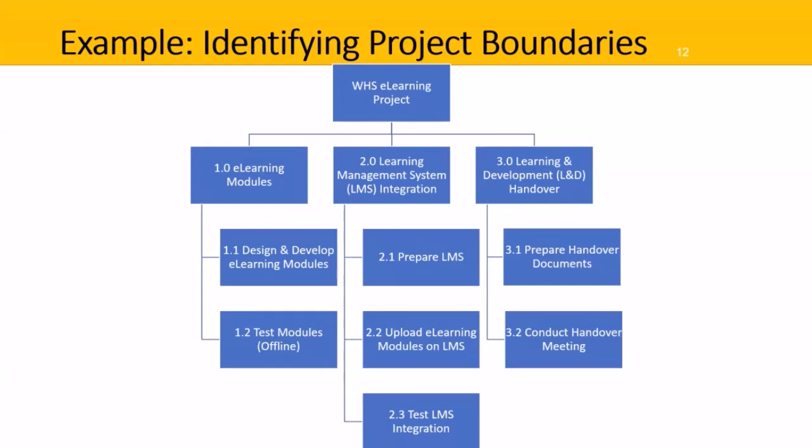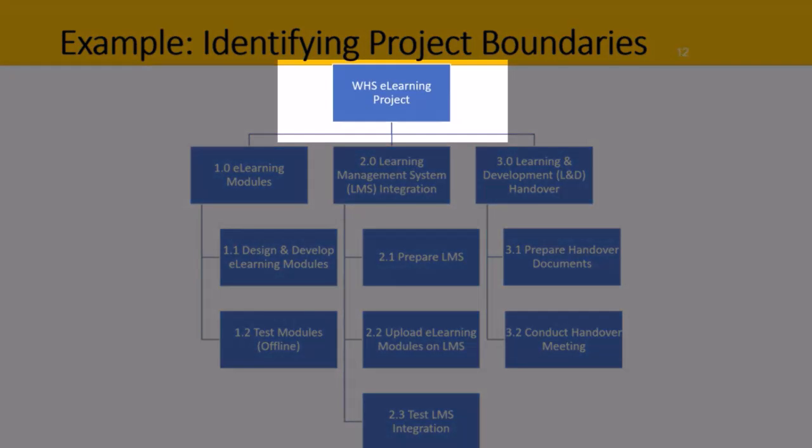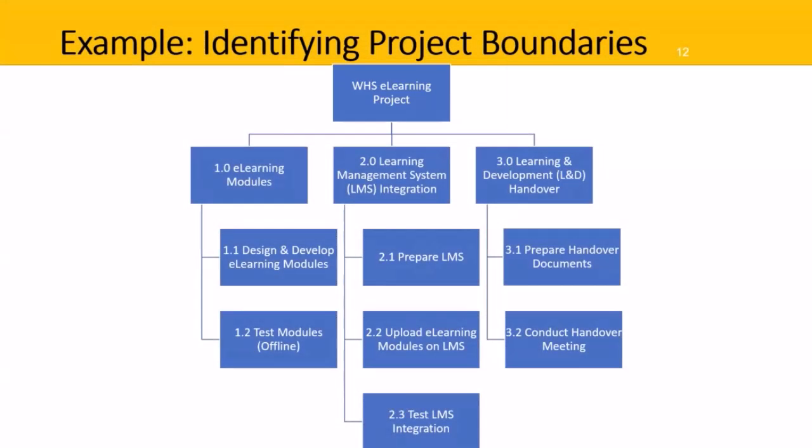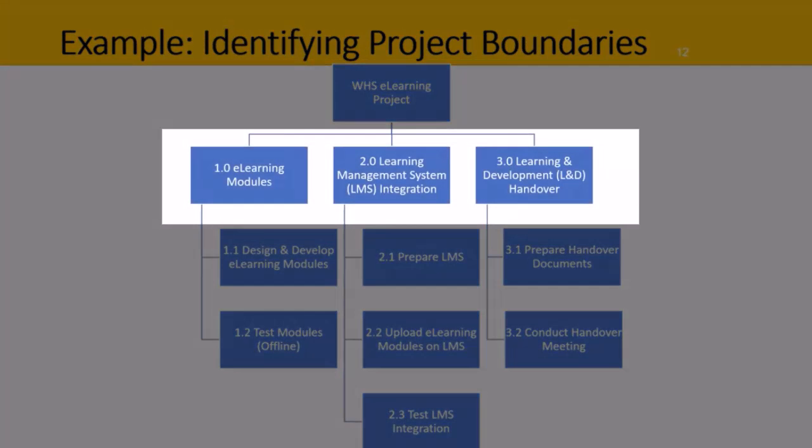So if we look across the top, we can see that the project's called the WHS, Workplace Health and Safety, e-learning project. And the key deliverables across the top. Through all that consultation and thinking about inclusions and exclusions, this is what I came up with. So the first deliverable is the e-learning modules. Second is integration onto the learning management system. And third is handover to learning and development.